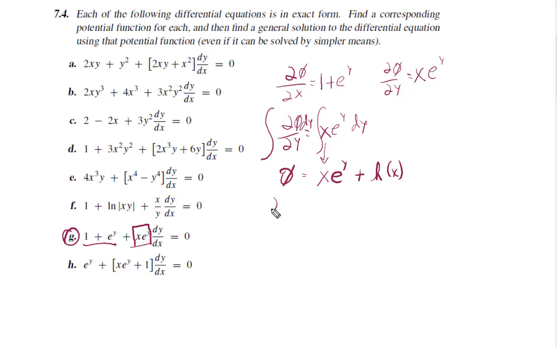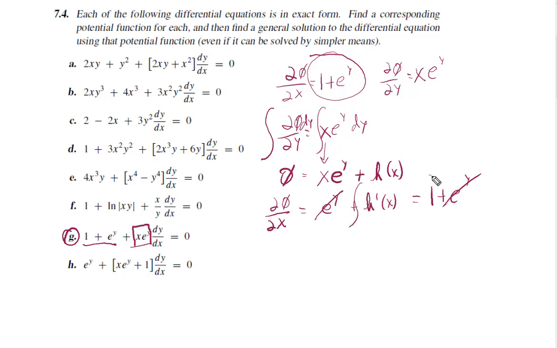Now we'll do the derivative of this with respect to x. That comes out to be e to the y, and that is the derivative with respect to x. Now we want that to be equal to that. Now the e to the y's are going to subtract out. We get h prime of x equals 1.